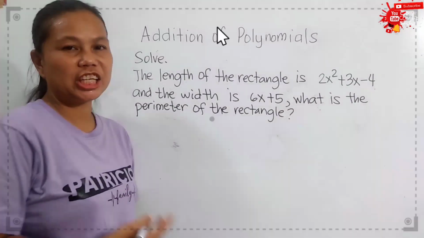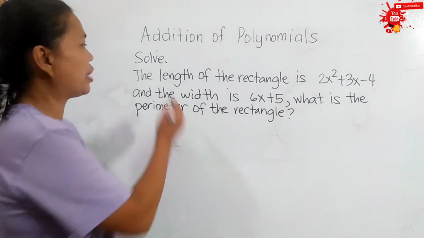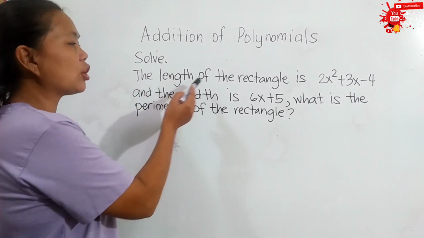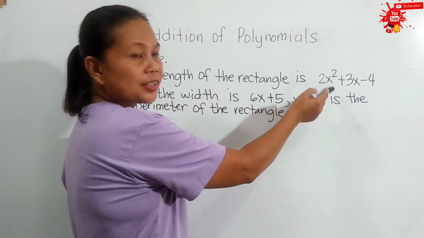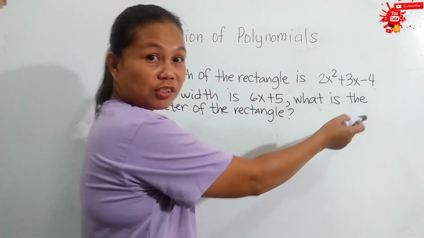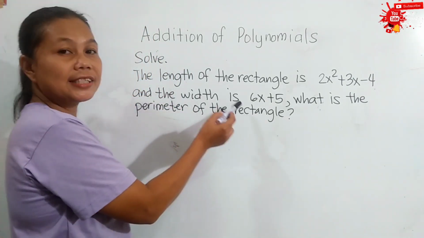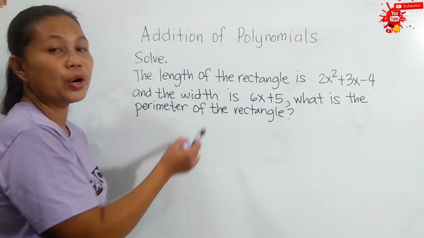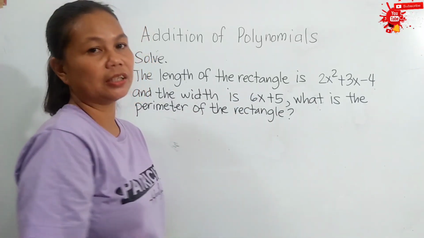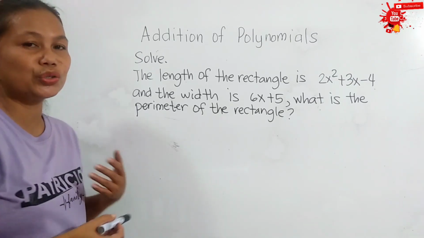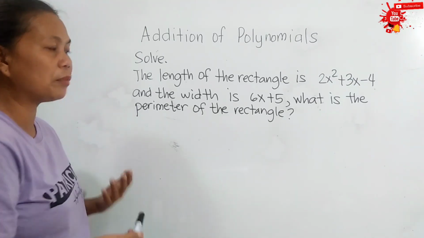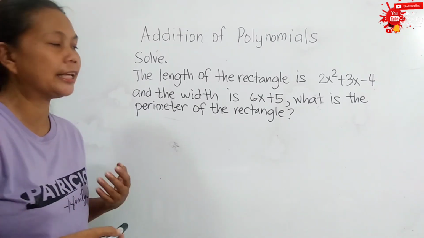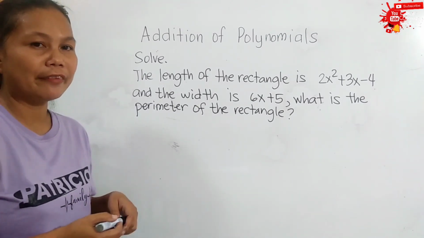Okay, let us apply addition in problem solving. So we have here an example. Solve this problem. The length of the rectangle is 2x squared plus 3x minus 4, and the width is 6x plus 5. So what is the perimeter of the rectangle? If we're going to solve this problem, we need to get the correct formula in finding the perimeter of the rectangle.